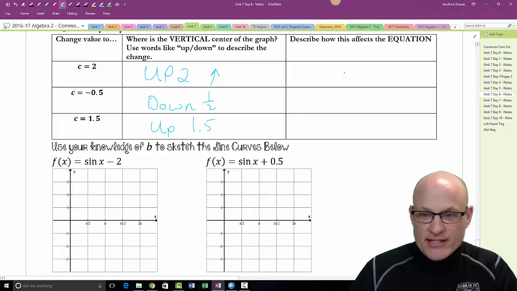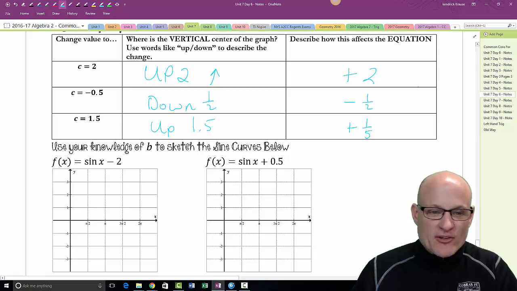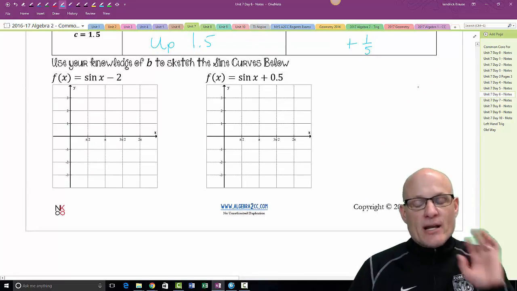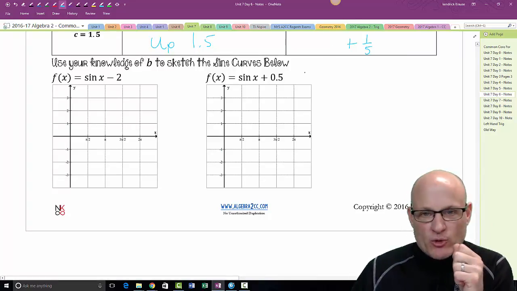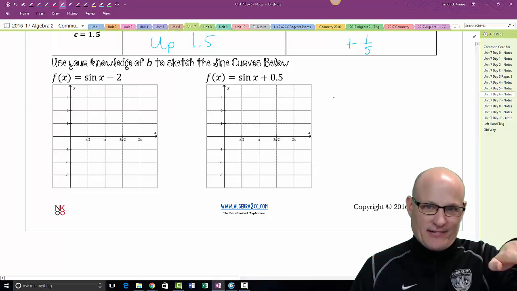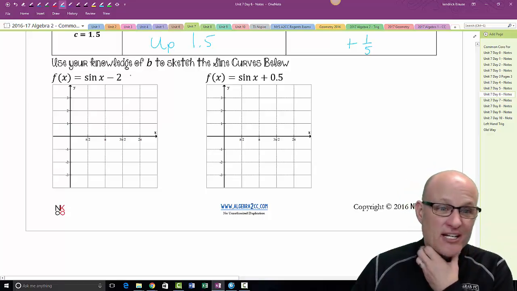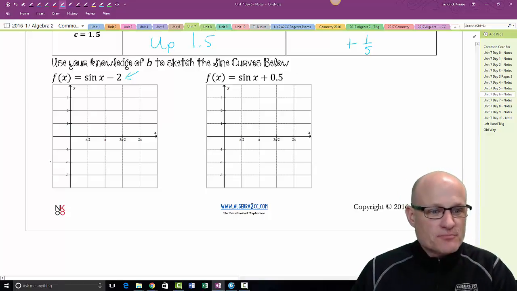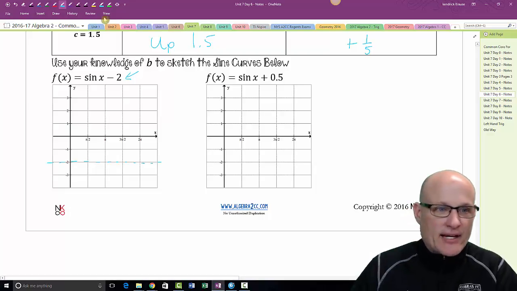You're just going to add, at the end, a +2. At this one we're going to have a -0.5. And this one we're going to add 1.5. So let's see how this looks graphically. Sometimes it's difficult to understand what's going on, so we're going to draw in a new x-axis. It's going to be called our midline. In this case, because we're moving down 2 units, this is now my new x-axis, and you'll see how this works in a second.